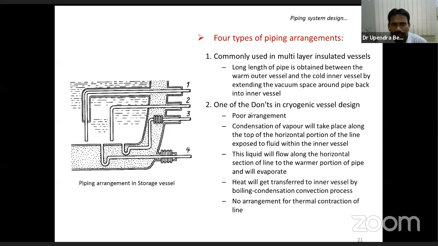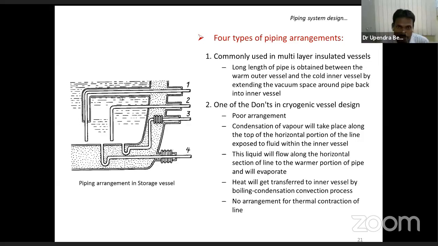And the second type of arrangement is not at all advised for the piping system in cryogenic vessels. This is a poor arrangement because a lot of heat transfer takes place directly from the ambient to the cryogenic fluids. Because of that, condensation of vapor will take place along the top surface of the line, and then this liquid will flow along the horizontal line, and again heat will get transferred from the inner vessel by the boiling condensation phenomenon, and it has no arrangement for thermal contraction. So because of that, it is generally not used, and it is a very bad design.